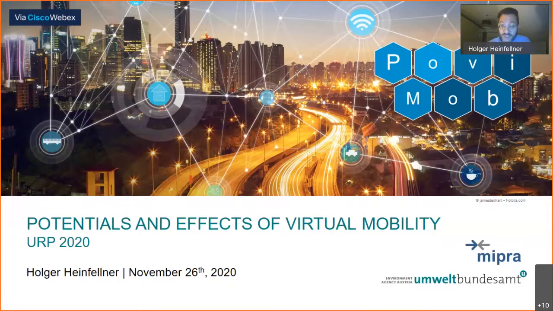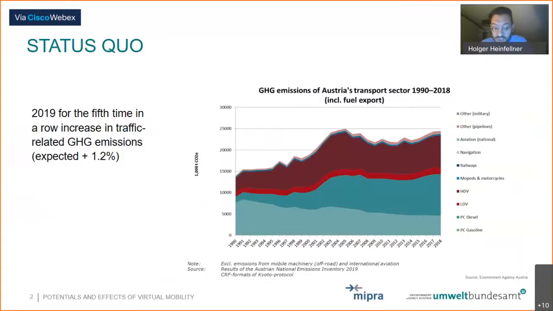I'm excited for the possibility to tell you about our research project, potentials and effects of virtual mobility. I would like to start with a short introduction. Greenhouse gas emissions from the transport sector are one of the biggest challenges in Austria as regards tackling climate change. In 2019, we recorded an increase in greenhouse gas emissions for the fifth time in a row, already almost reaching the all-time high of 2005 again.